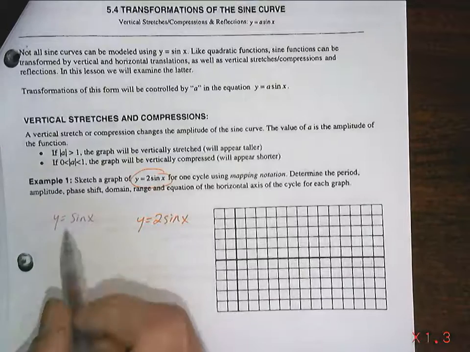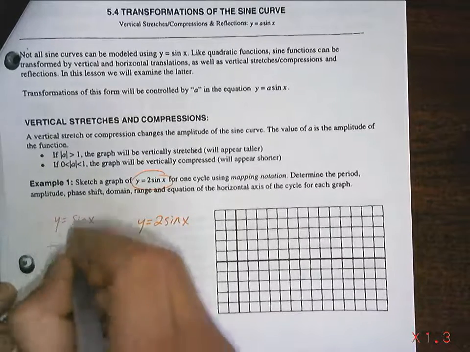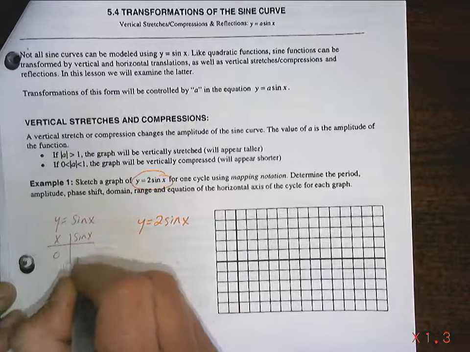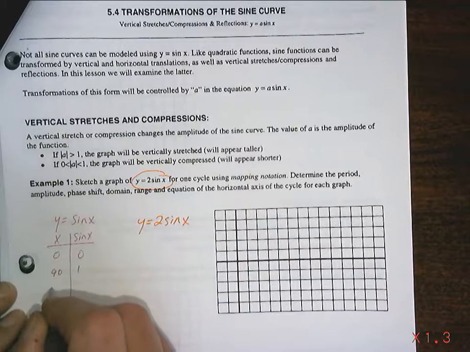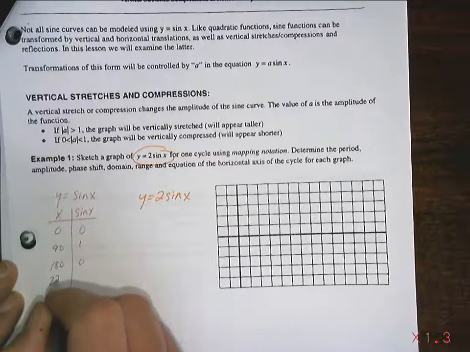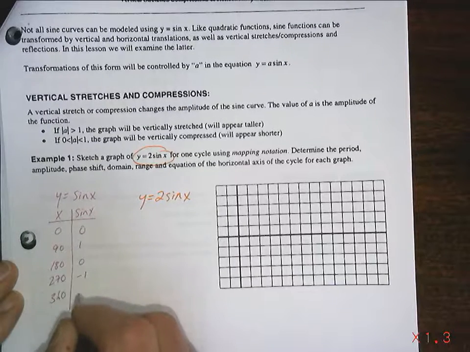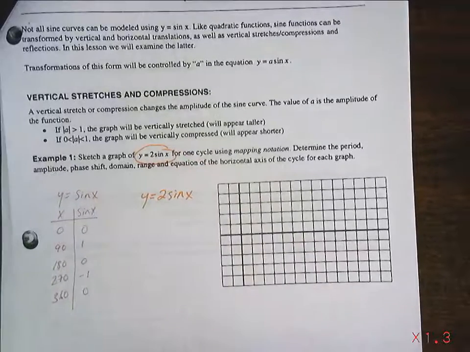So for the first one, we should know a little bit about the sine curve. We should know that when x equals 0, sine of x equals 0. When x equals 90, sine goes to 1. When x equals 180, it comes back to 0. When x equals 270, it goes to negative 1. And when x equals 360, it goes to 0. You should know that, and if you want to write it out as a list, be my guest.